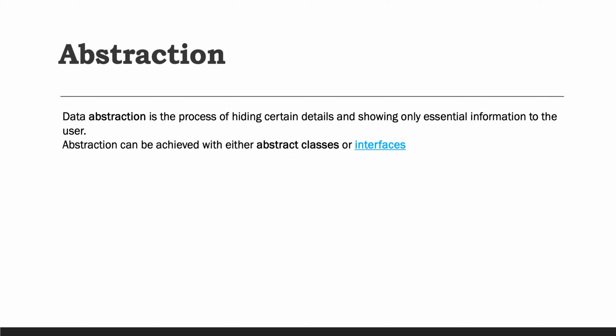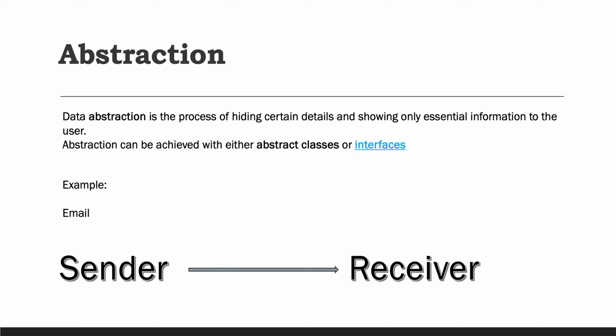First, let's take an example of abstraction. Let's say we have an email, one sender and one receiver. The sender only needs to know some basic information while sending the message: the email ID he wants to send to, the subject line, and the mail content. The receiver also wants to know some basic information, like who has sent the mail, what the subject is, and what content he has received.